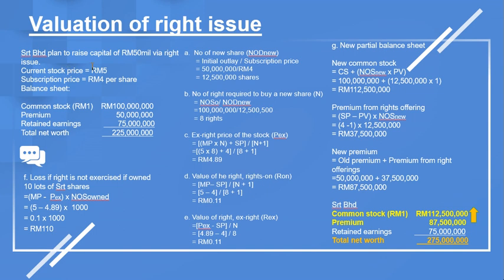Let's take an example for the valuation on a rights issue. SRT Berhad plans to raise capital of 50 million via a rights issue. Current stock price is 5 ringgit. Subscription price is 4 ringgit per share, and these are the balance sheet of SRT Berhad.